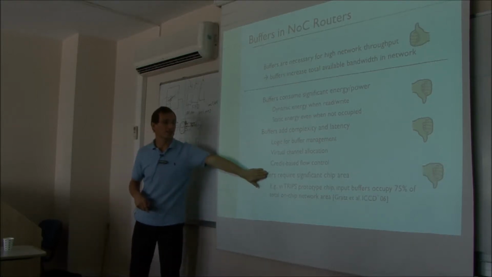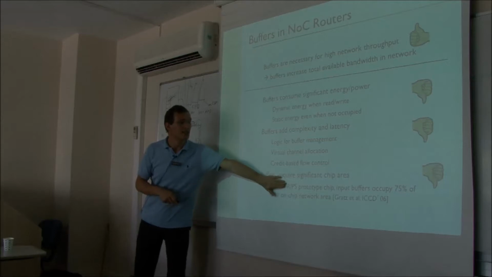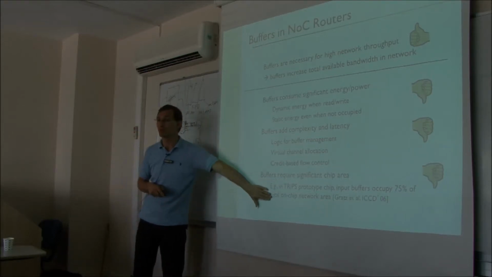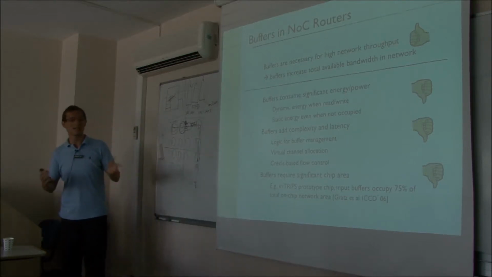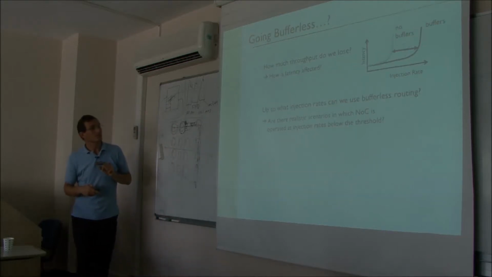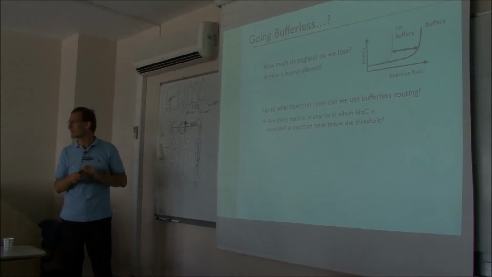For example, the one prototype chip that had on-chip networks from UT Austin showed that input buffers occupy 75% of the total on-chip network area. Now, you take this with a grain of salt. This may not be optimized buffers. Still, 75% is a very large number. So we would like to try going bufferless, basically. Get rid of these buffers and rethink the entire network design.